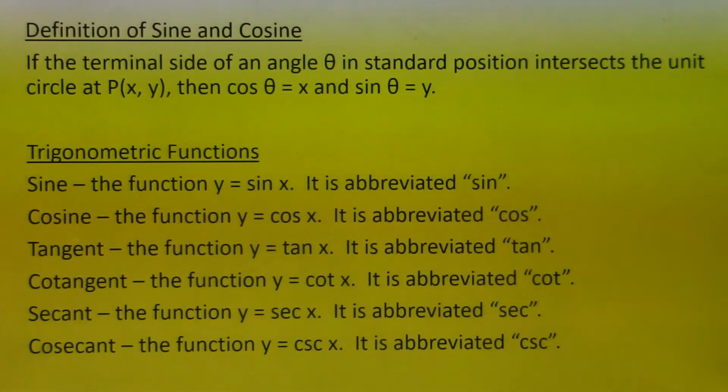Next, the definition of sine and cosine. If the terminal side of an angle theta in standard position intersects the unit circle at a point P located at x, y, then cosine of theta is equal to x, and sine of theta is equal to y. That's if your radius is 1, then you would have cosine of theta equal x and sine of theta equal y. More on that in a moment. I think on the next slide you'll see that information again.